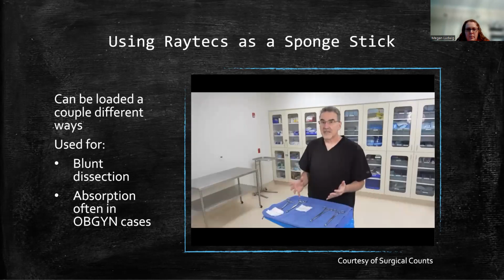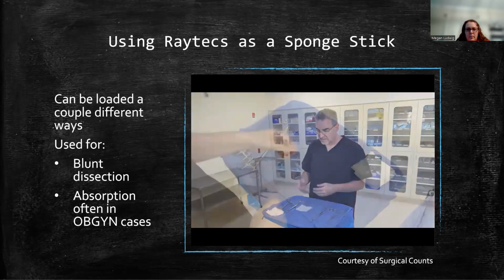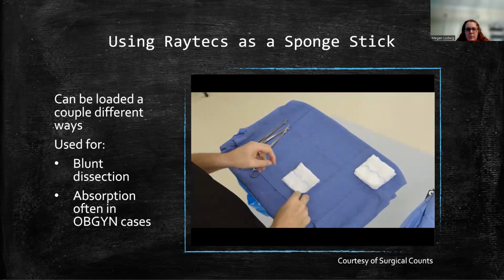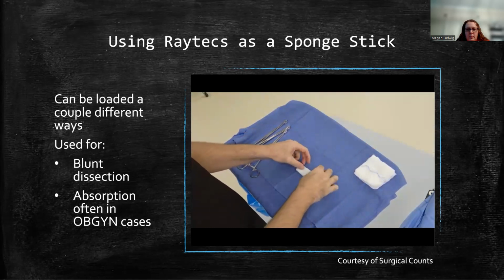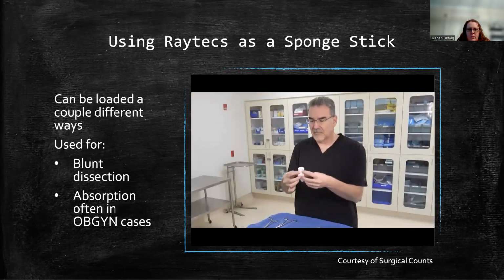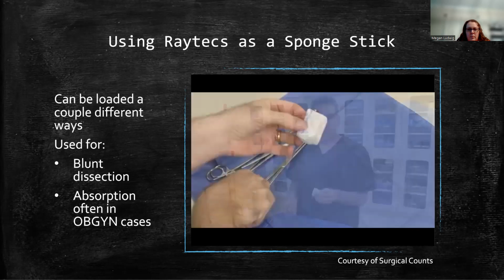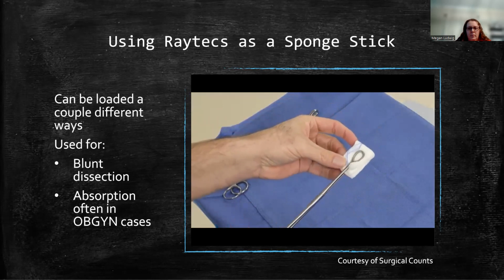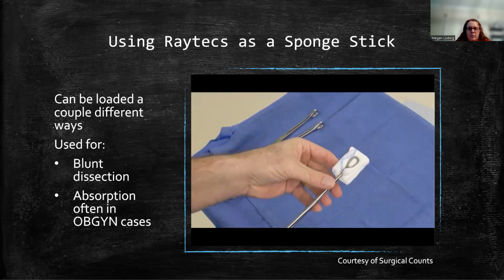So the first method is the most straightforward, probably the fastest method to create a sponge stick, and is fairly simple. What we're going to do is take our Raytec and fold it into thirds. So we fold it into one third and then a second third. Now we've got it folded into thirds. And then with the blue stripe on the outside, we're going to fold it in half lengthwise. Then we simply take our sponge stick and clamp it onto the Raytec, just like that.